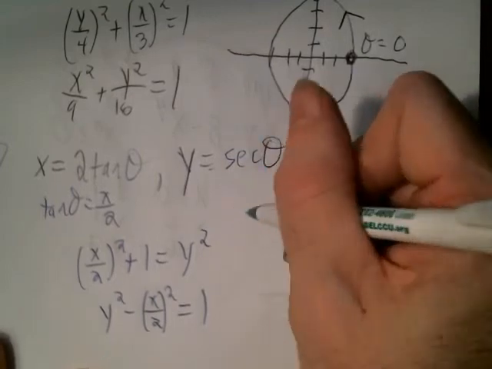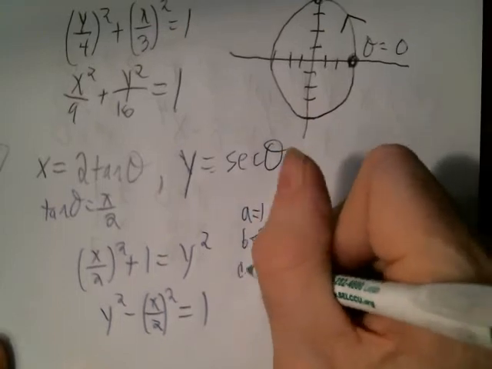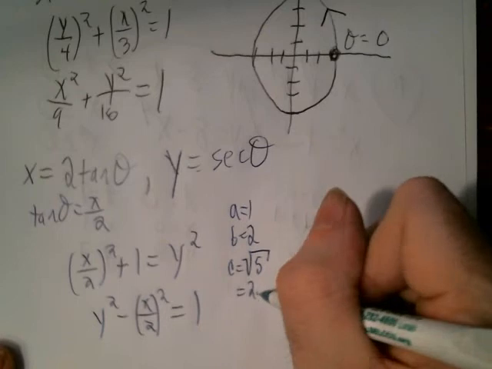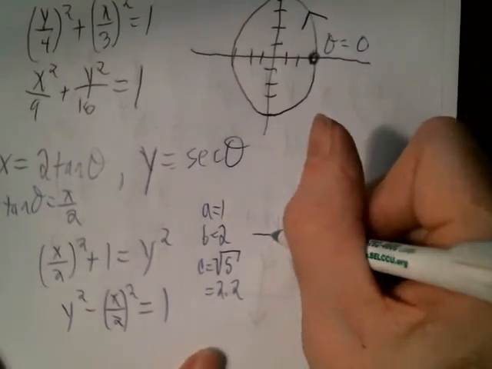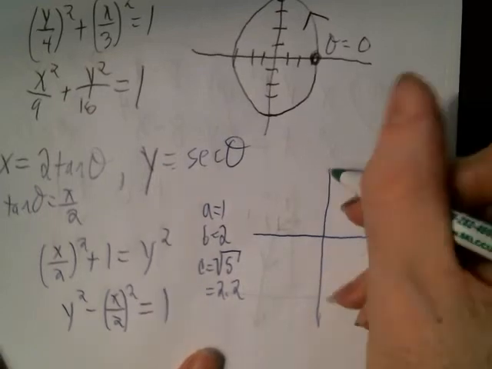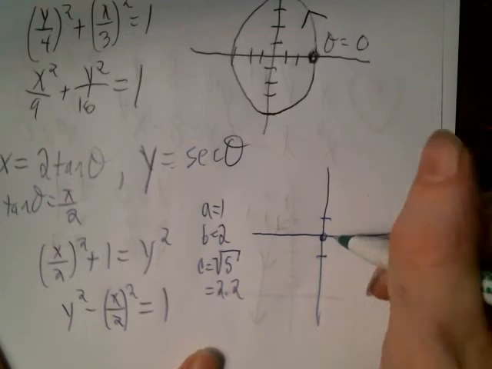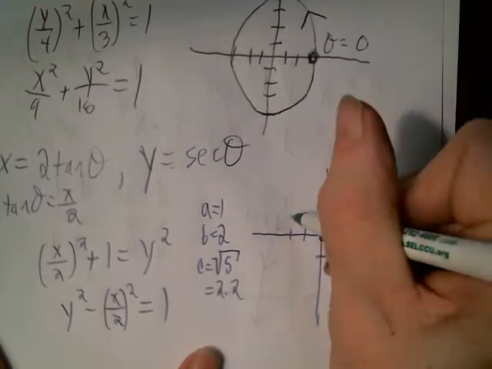So in this case, the a value is 1, the b value is 2, the c value is square root 5, it's about 2.2 something, right? Then you can come over here and draw out your scenario. So a is 1, center is at 0, b is 2, so I got my box.